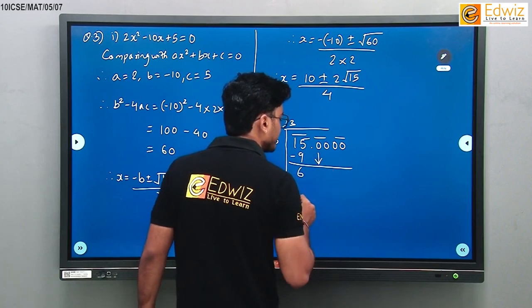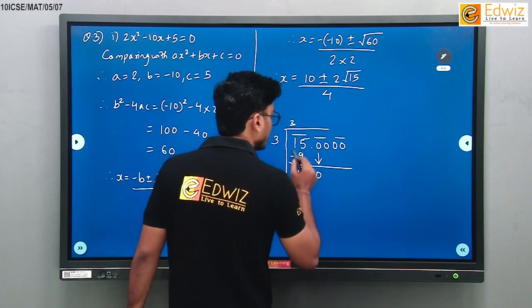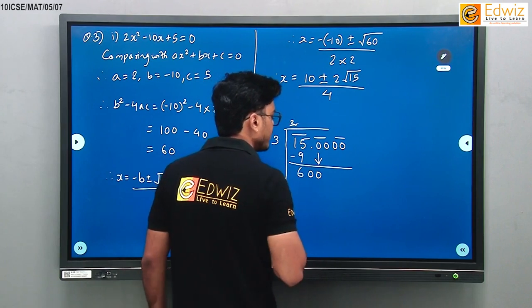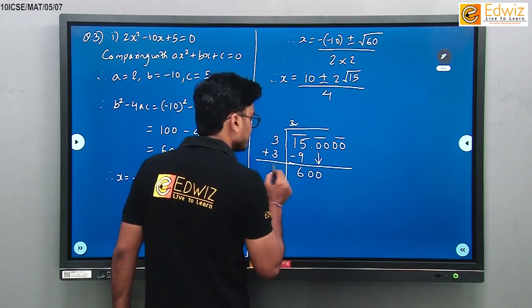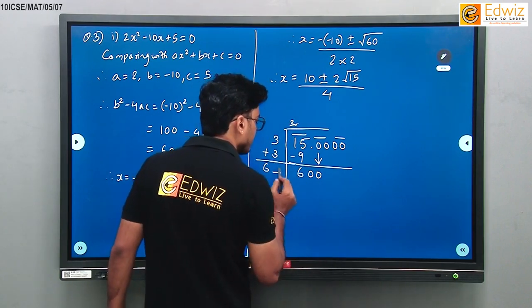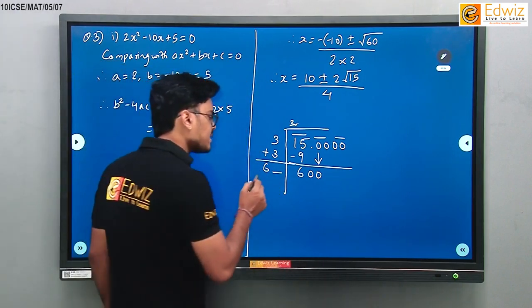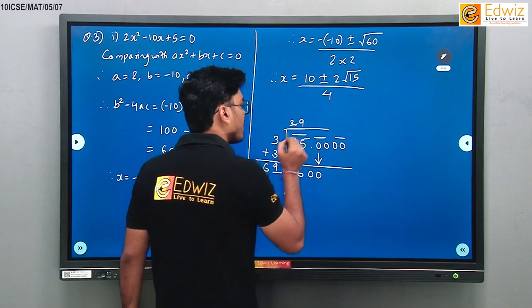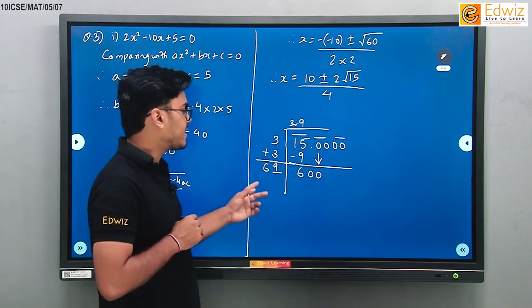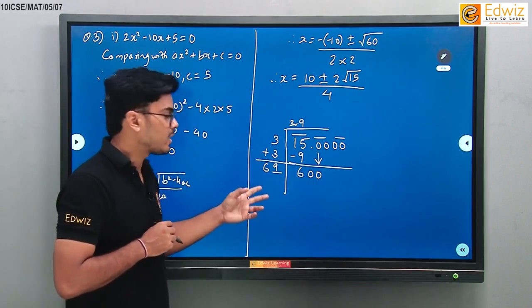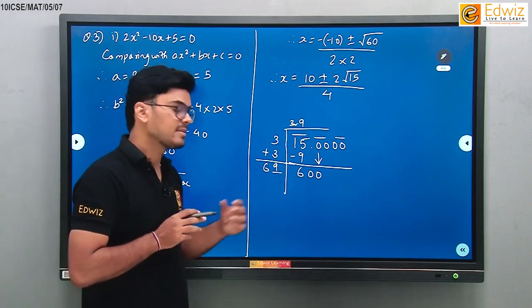Take the next couple of zeros below, 0 0. Here you will get a decimal point. Plus 3, again 6 is the next digit. Now with 6 you will have to consider one more digit. We can only think of 69 into 9. Why? Because if I take 69 into 9, only then it will be less than 600.